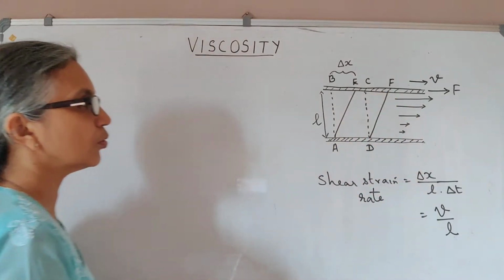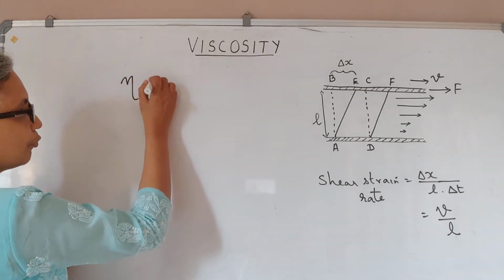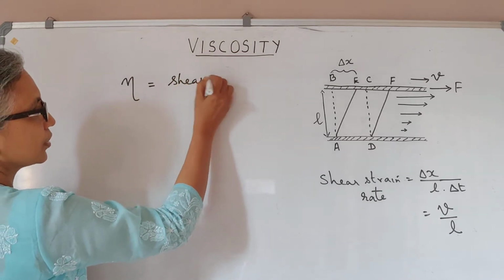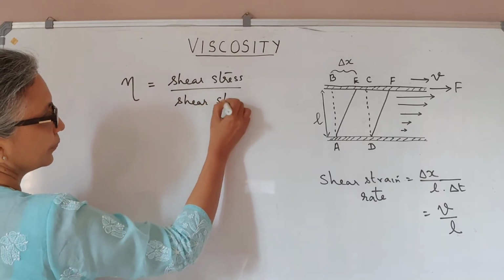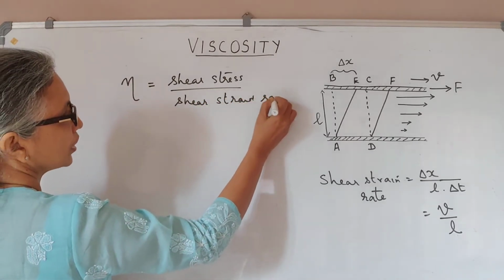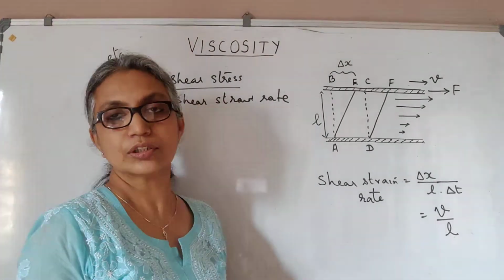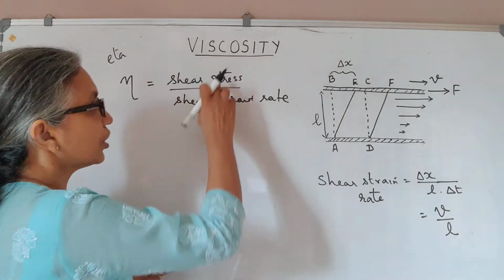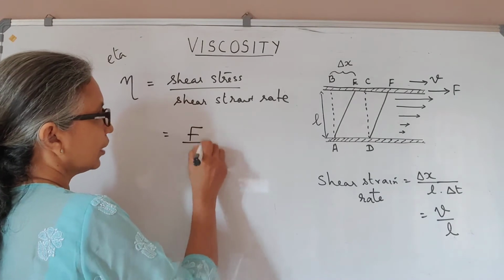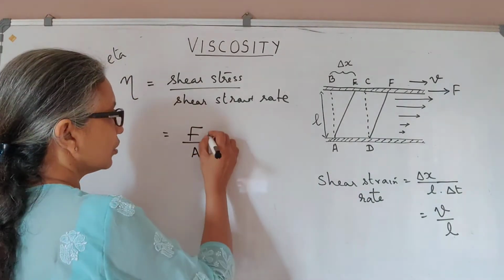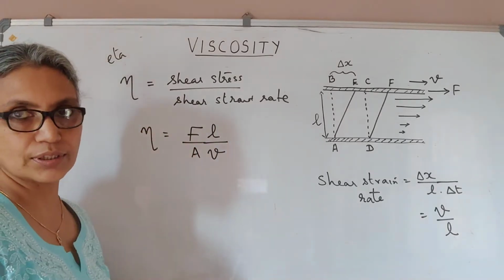So we now have the coefficient of viscosity, eta, defined as the ratio of the shear stress to the shear strain rate. Shear stress, we know from properties of fluids, is F by A, and the shear strain rate we know is v by L. So we have eta equal to F L by A v, which is the coefficient of viscosity.